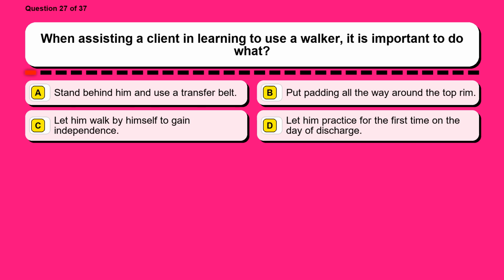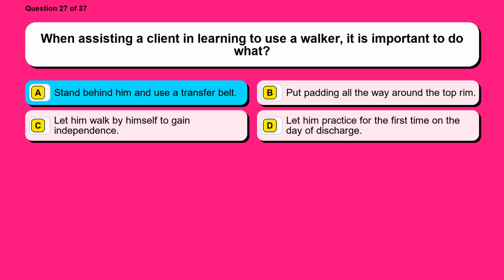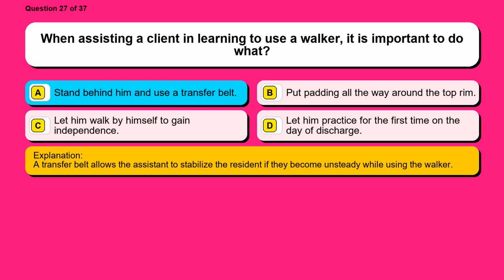Question 27. When assisting a client in learning to use a walker, it is important to do what? Option A, stand behind him and use a transfer belt. Option B, put padding all the way around the top rim. Option C, let him walk by himself to gain independence. Option D, let him practice for the first time on the day of discharge. The correct answer is option A, stand behind him and use a transfer belt. A transfer belt allows the assistant to stabilize the resident if they become unsteady while using the walker.